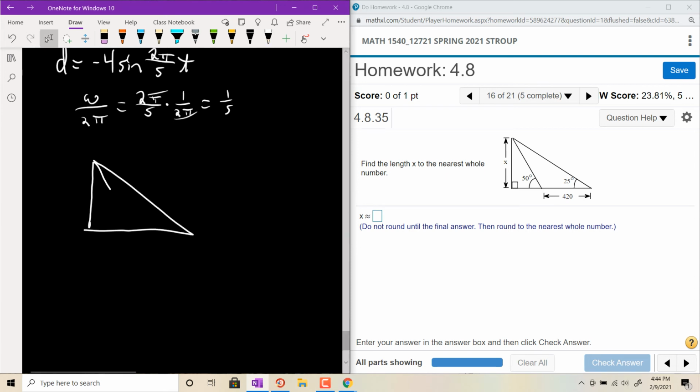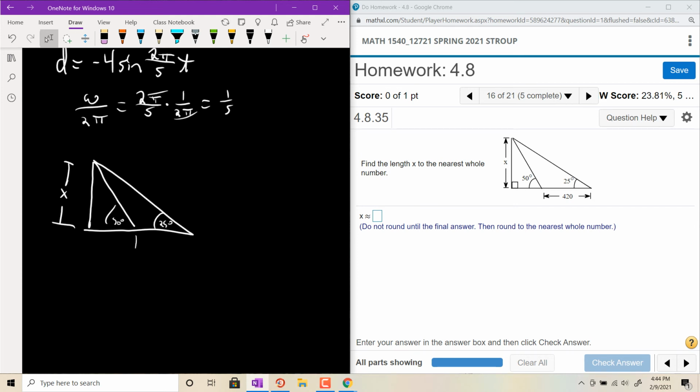Okay. They want you to find this distance, which is x, and they're giving you, this is 50 degrees, this is 25 degrees, they're telling you this is 420, and that's about it. Right? So there's kind of, again, 2 different bases here. There's A, and then there's base B. But then you have this extra variable. So that's kind of the bummer part.